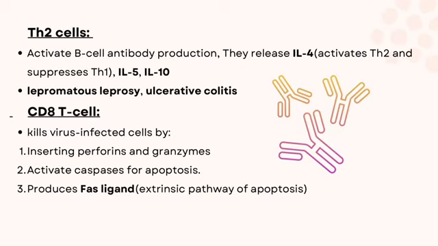Th2 cells release IL-4, IL-5 and IL-10. These also help in B-cell antibody production and they're predominant cells in lepromatous leprosy and ulcerative colitis.